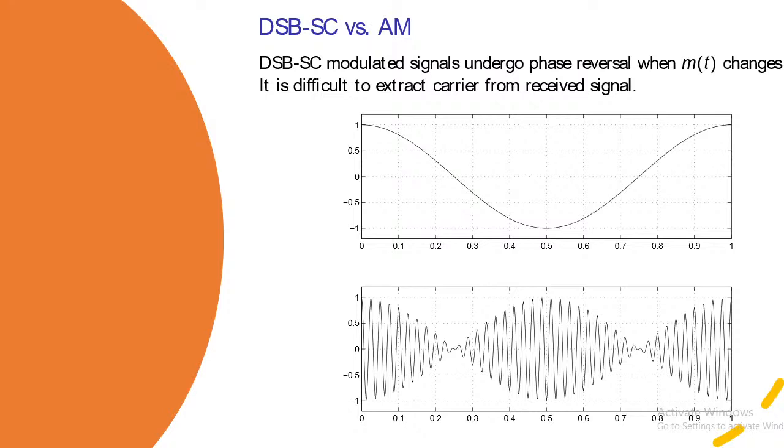Because there is a change in sign, you can see what has happened to the modulated wave. The modulated wave is no more a replica of the modulating wave. If you join the peaks of the modulated wave, that is not going to give you a replica of the modulating wave. That is the problem. This is the main problem: phase reversal when m(t) changes sign. Next.